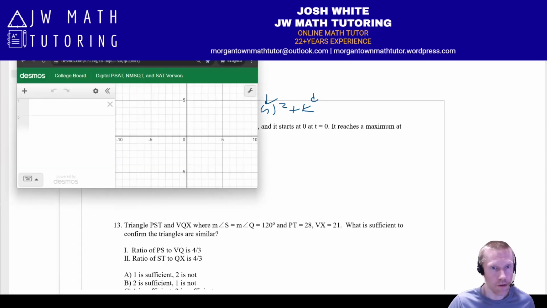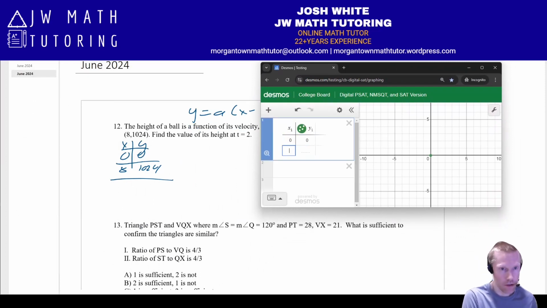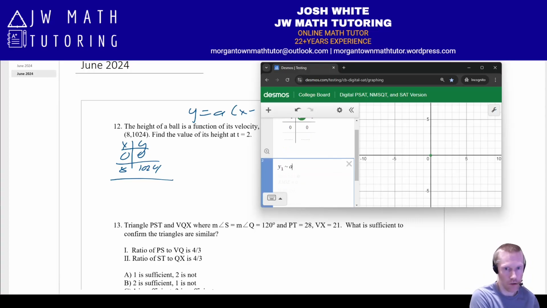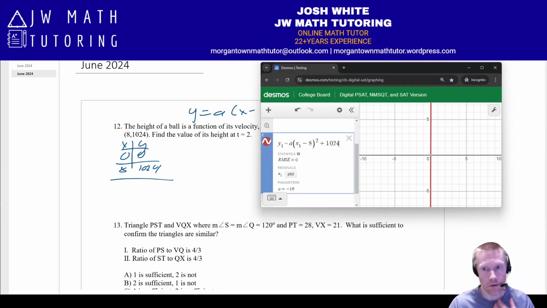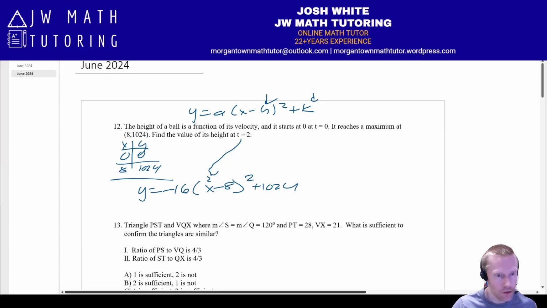All right, so let's go to Desmos and let's plug in points. Again, you actually don't need to plug it in, so I will show you. I'll just skip that and just show you. Because all we really need is the a value here, okay? So it returns a is negative 16. So that means the actual equation is y equals negative 16 times x minus 8 squared plus 1024. Now you would just plug in 2 for x. I mean, they give it as t in the problem, but it's essentially functioning the same as x in my example. So there's multiple ways you could do this.